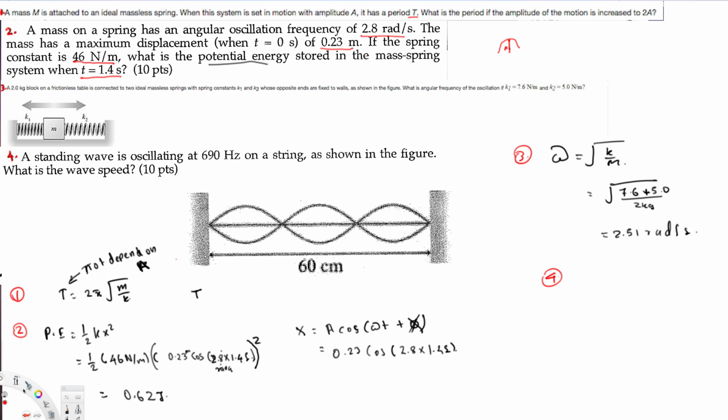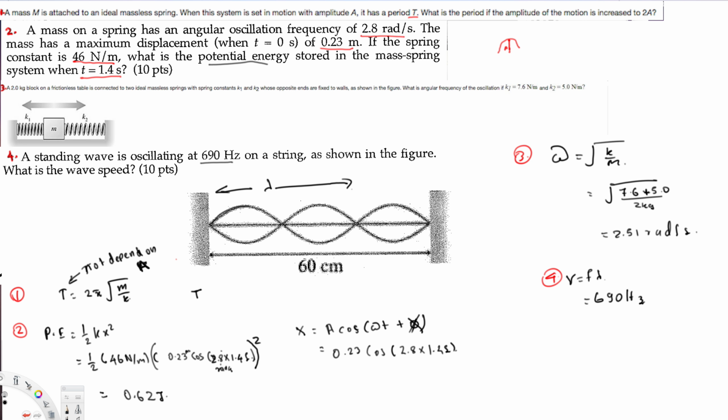So we have a wave right here. A standing wave is oscillating at 690 Hertz on a string, as shown in the picture, right? What is the wave speed? So they're asking for the velocity. v is equal to f lambda. We know the f that's provided, 690 hertz, and here we have 1.5 wavelengths, right? Because this is one full wavelength and this is half a wavelength right here. So this is lambda right here.